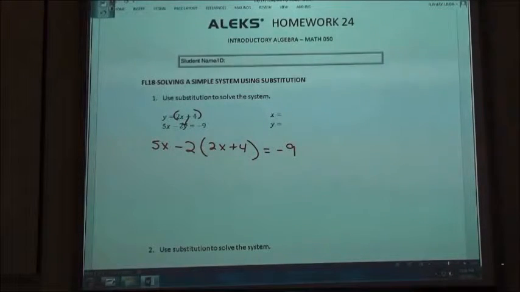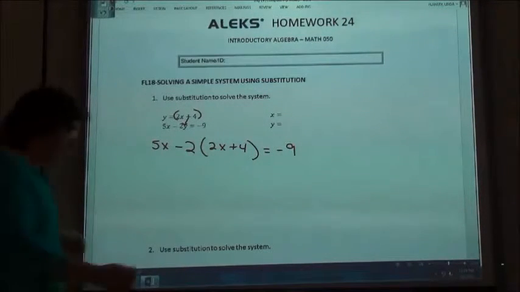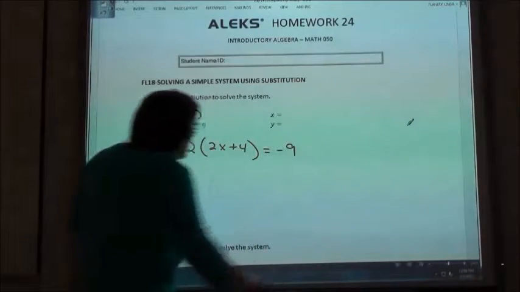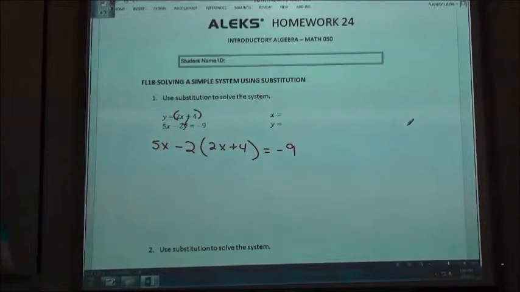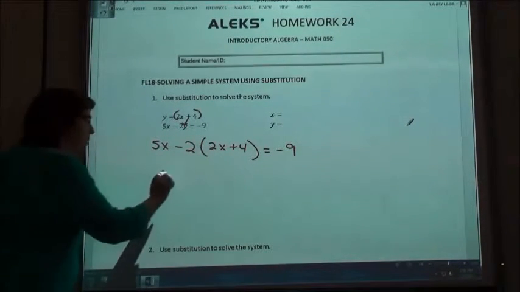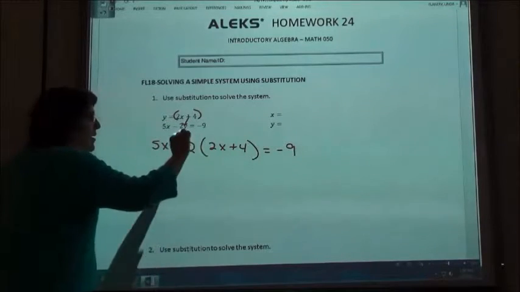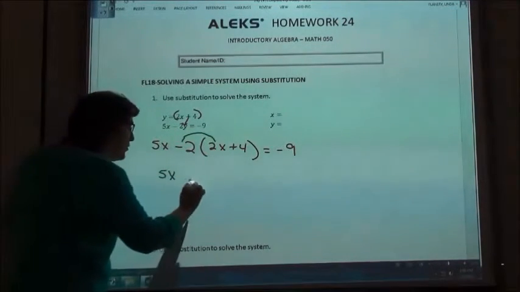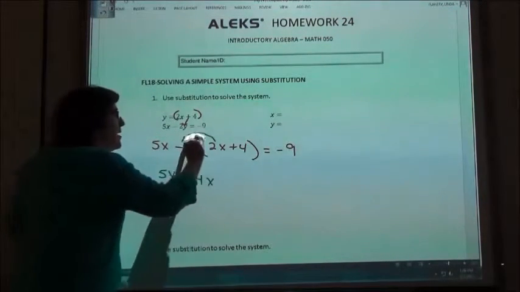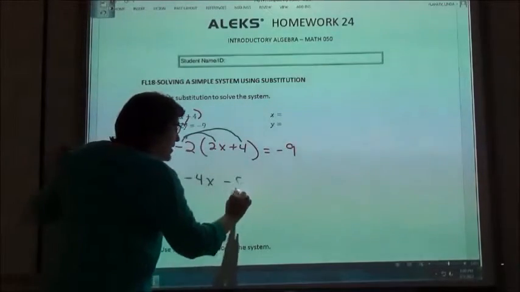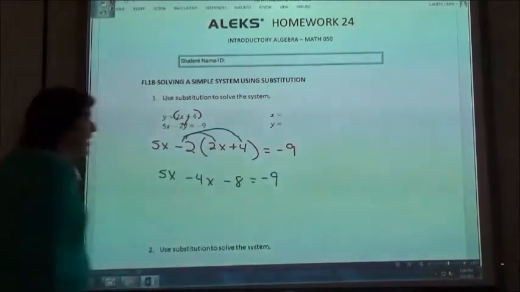Now we have an equation that just has one variable. Looks like those big long ones that we solved in chapter 1. And so we have to first of all get rid of the parentheses. So 5x, negative 2 times 2x would be minus 4x. Negative 2 times 4 would be minus 8, equals our negative 9.